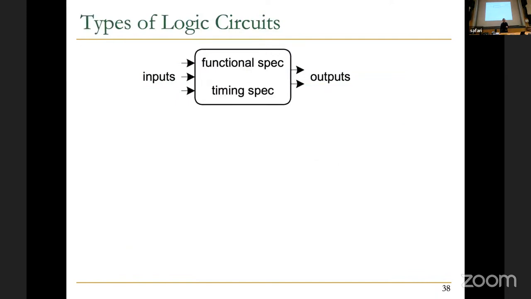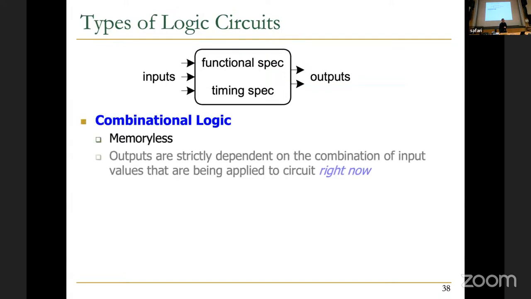So what are the different types of logic circuits? I mentioned this last time before, but we're going to talk about combination logic. Combination logic doesn't have any memory, basically. Outputs are strictly dependent on the combination of input values that are being applied to the circuit right now. There is no memory. There's no storage inside here.